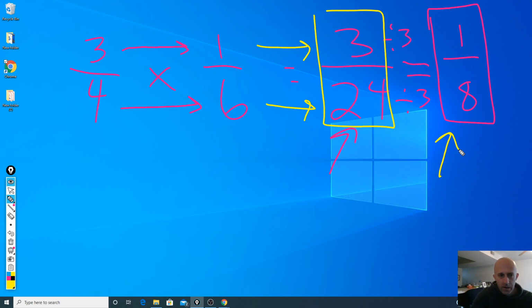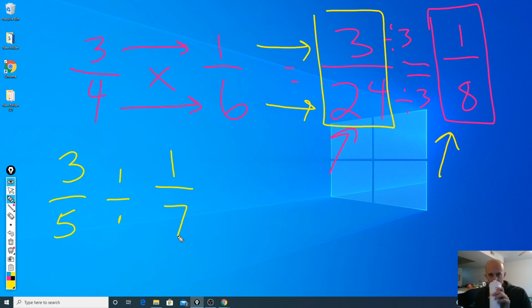Let me see here. So then if we had 3 over 5, and then if I were to divide by, let's say, 1 over 7. Give it a second there. Okay, makes sense. That's perfect.